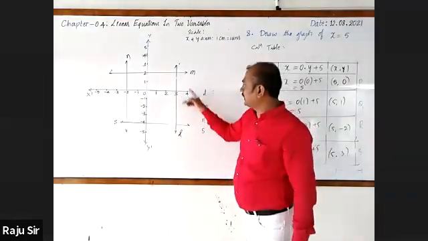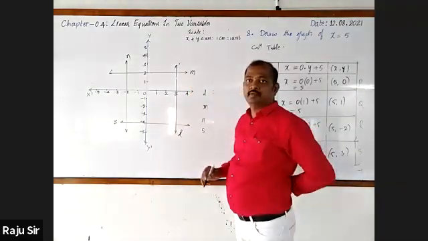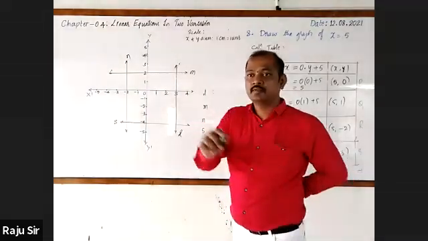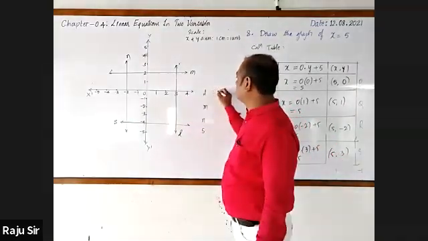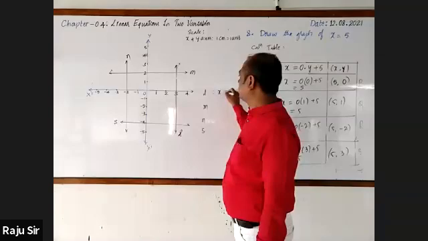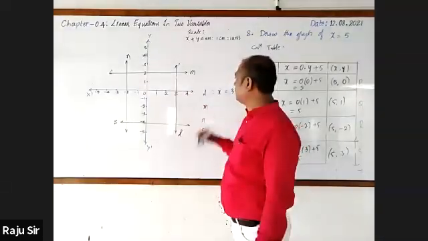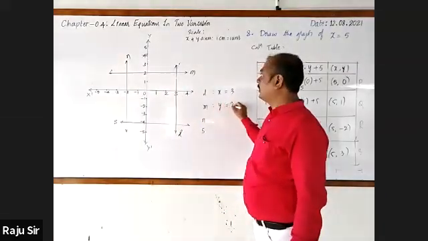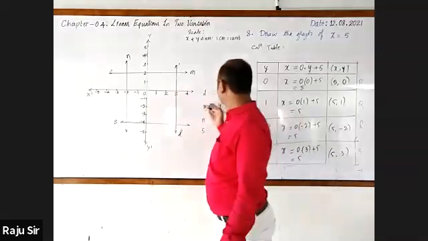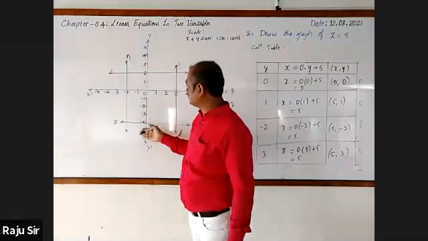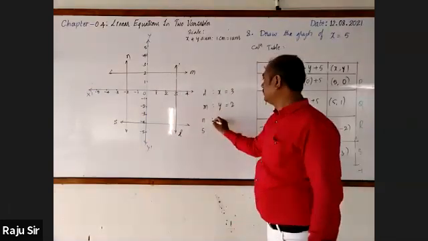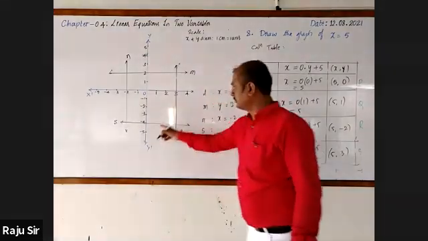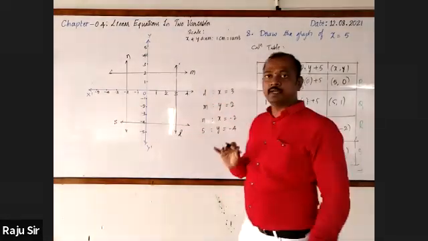What is the equation of the line L? Sir, x is equal to 3, parallel to the y-axis. M: y is equal to 2. It is parallel to the x-axis. Next, N: x is equal to minus 2. And y is equal to minus 4.